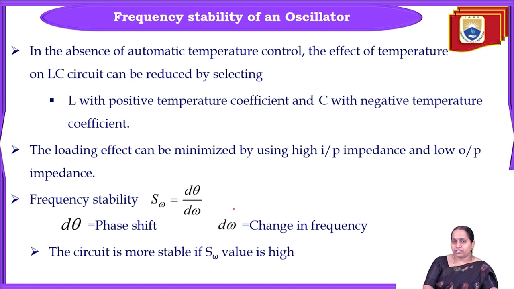There is a term called frequency stability. You denote it by S omega, and S omega is equal to d theta by d omega. Right. What is this d theta? d theta is nothing but phase shift, and d omega is change in frequency. So frequency stability is defined by d theta by d omega, that is the ratio of d theta to d omega, where d theta is phase shift and d omega is change in frequency. So as you see, frequency stability is denoted by S omega. The more stable the circuit, the higher the S omega value. Obviously, if d omega, the change in frequency, is low, then only we say that frequency stability is good. So d omega is less, in other words, S omega should be high. If you want good frequency stability, then the value of S omega should be high. Okay. So this is about frequency stability of an oscillator.